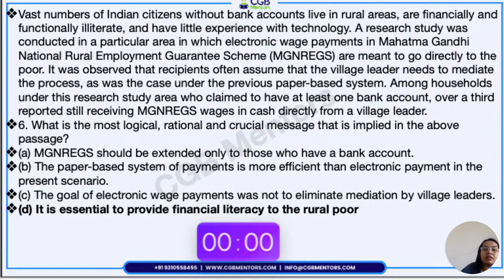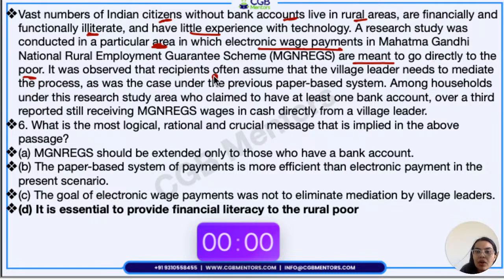B is the answer. Vast numbers of Indian citizens without accounts live in rural areas and they are financially and functionally illiterate and have little experience with technology. So, ये situation हो गई. A study was conducted in a particular area in which electronic wage payments are meant to go directly to the poor. So एक study में ऐसा हुआ.